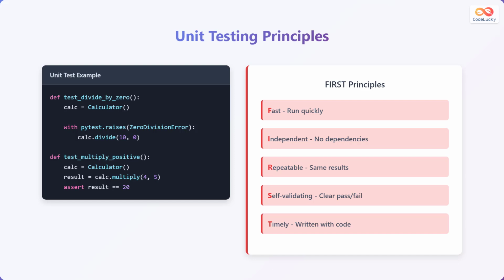Self-validating means tests should have clear pass or fail results without requiring manual interpretation of outputs. Timely means tests should be written at the appropriate time, ideally before or alongside the production code, not as an afterthought. These principles ensure your unit tests are reliable, maintainable, and provide real value to your development process.